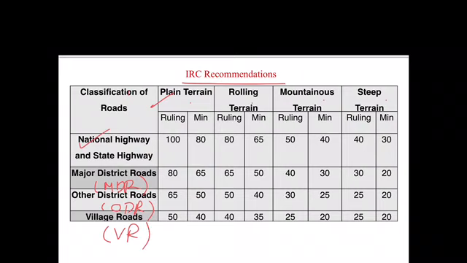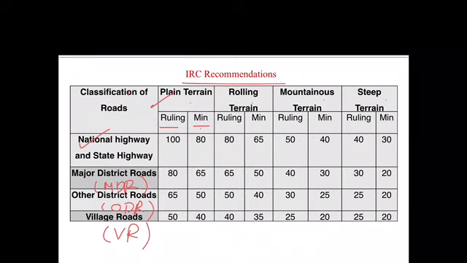So now, based upon the terrain condition and the category of the road, IRC has recommended various speed values. Here you can see we have something called rolling speed and the minimum speed. Rolling speed is nothing but the maximum allowable speed in that particular category of road. The minimum speed is what you have to follow when you travel on that particular road. So we'll look into one example.